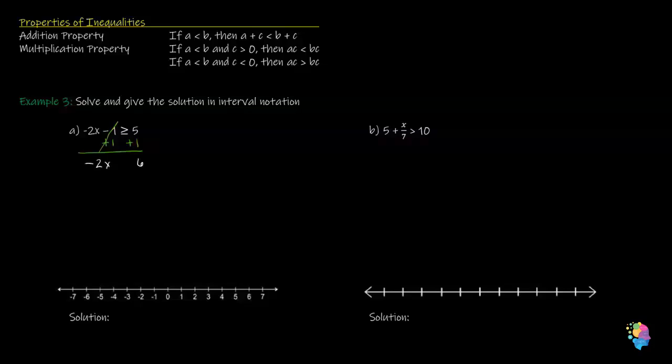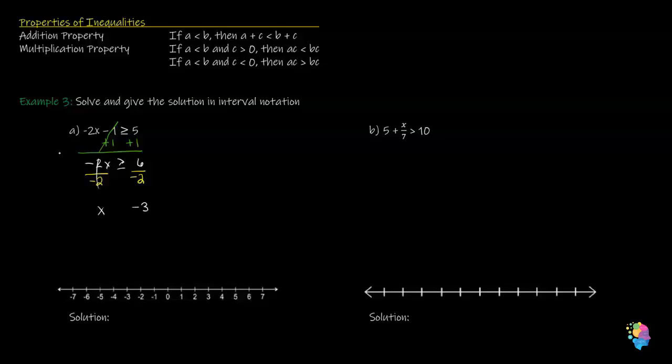Since I am adding and subtracting here, the inequality will remain. Next, that x is still not alone. It is being multiplied by this -2. So then I'm going to divide both sides by -2. On the left side, -2 divided by -2 is 1, so 1x or just x. And on the right side, 6 divided by -2 is -3.